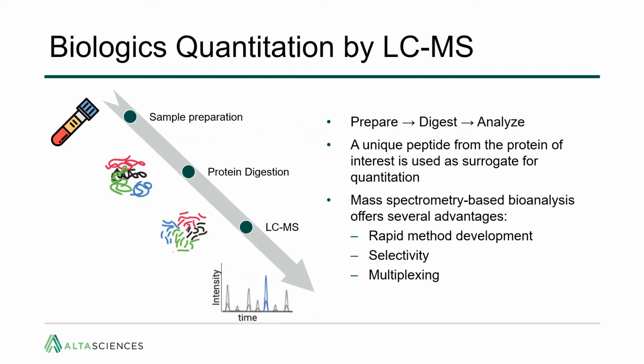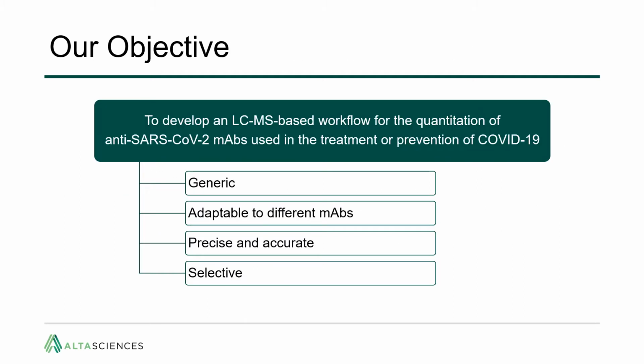Using mass spectrometry, bioanalysis of biologics such as antibodies is commonly performed using a bottom-up approach. Samples can be prepared using different procedures, from generic to very selective. Proteins are then digested with trypsin, where a peptide unique to the protein of interest is used as surrogate for quantitation. Mass spectrometry-based assay offers several advantages, such as rapid method development. It's also very selective based on the uniqueness of the surrogate peptide used, and it can be multiplexed to quantify multiple analytes in concert.